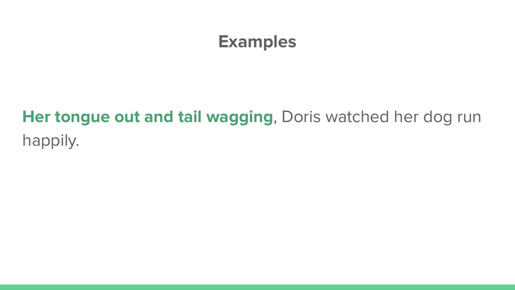So here's another one. Her tongue out and tail wagging, Doris watched her dog run happily. So right now, Doris is the subject of the sentence, which is why it seems like it's her tongue out and tail wagging, but that's not what we need. So we need to shift this around a little bit. We could do, her tongue out and tail wagging, Doris's dog ran happily. This does shift the subject from being Doris to now Doris's dog is the subject. So that fixes the modifier.